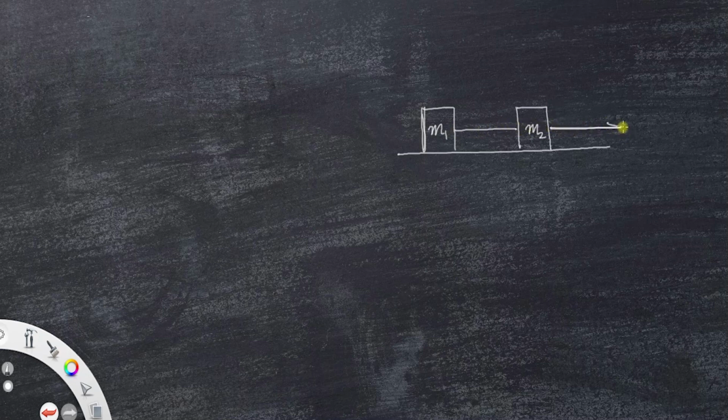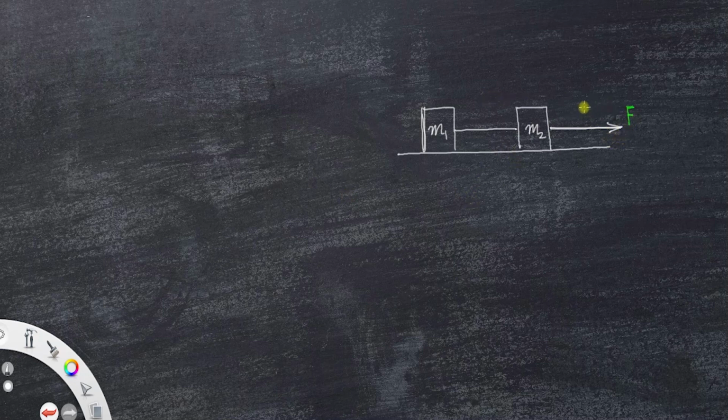Suppose I give some force F to the right-hand side, that is, to the mass M2. We need to find the tension acting in the ropes. Here, these two bodies are connected using a rope. Here also we have a rope. So how will we find this?